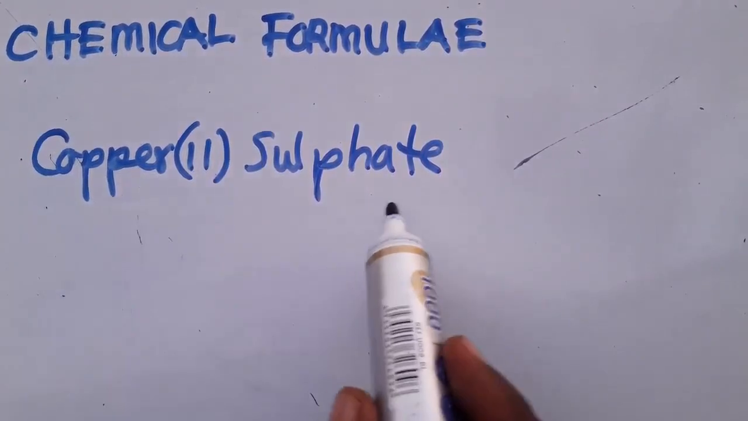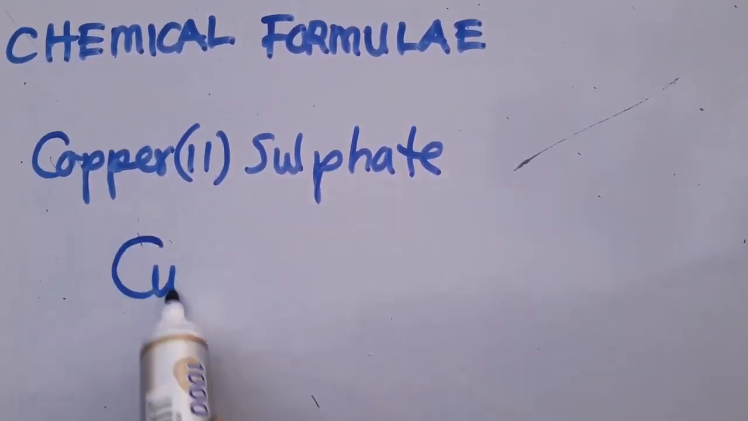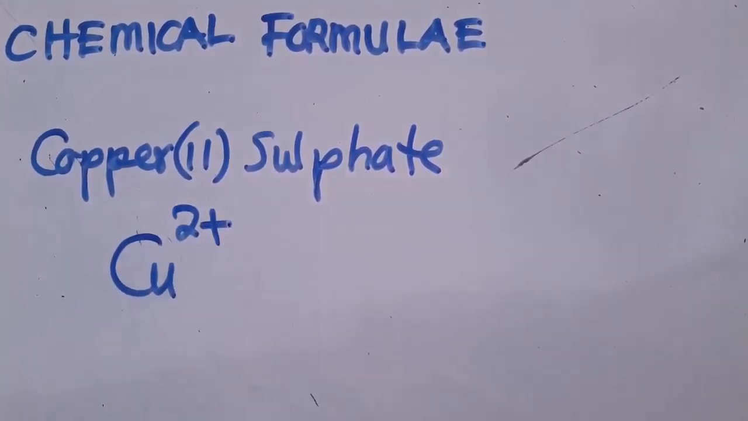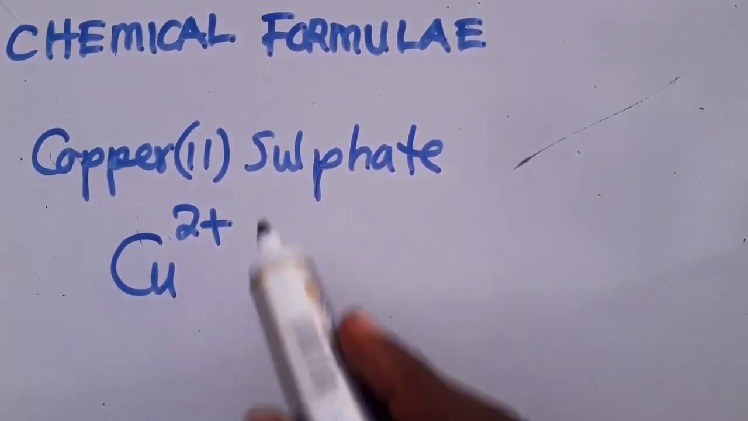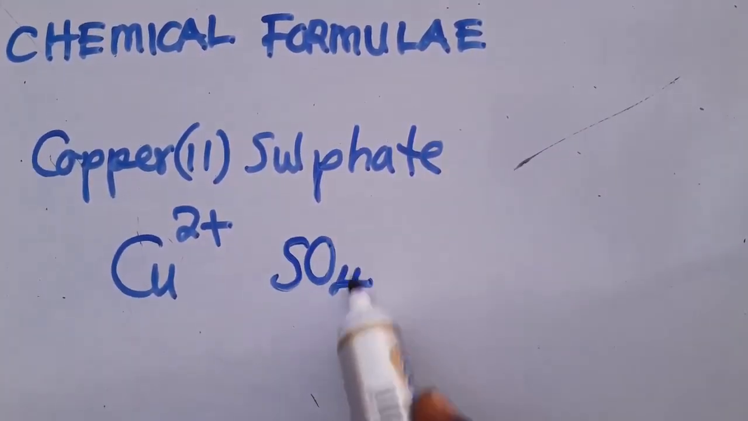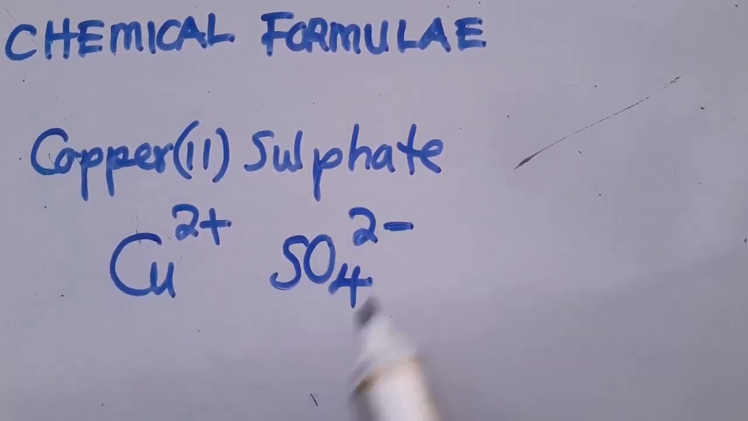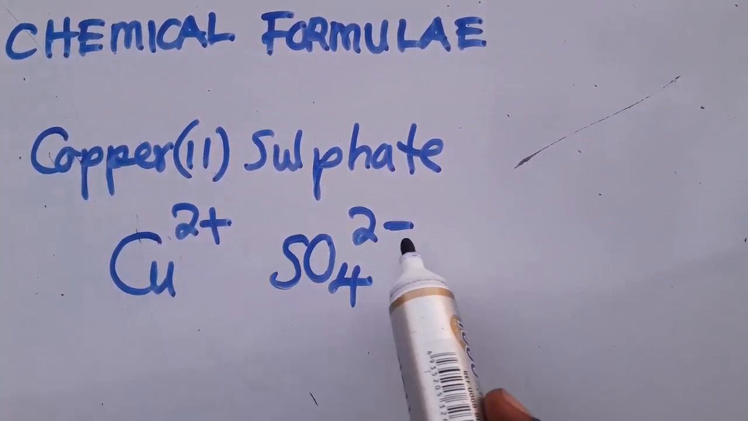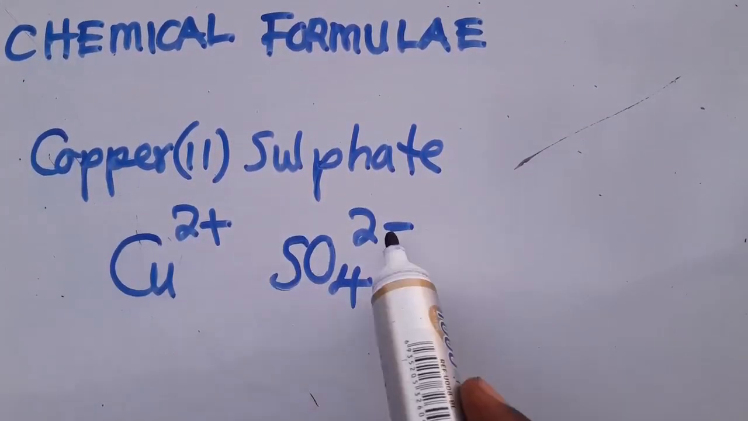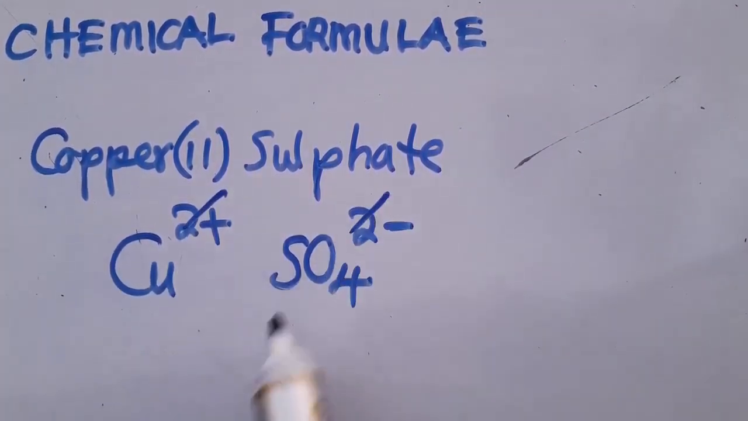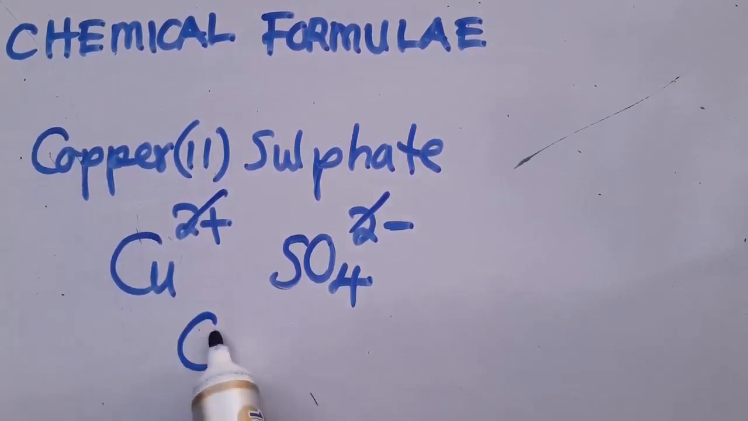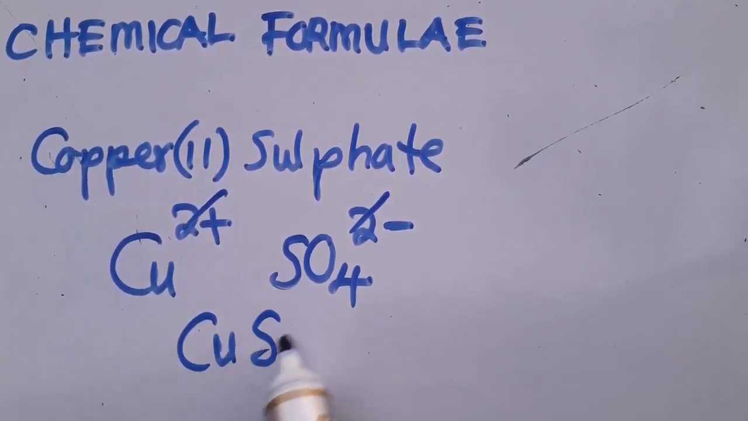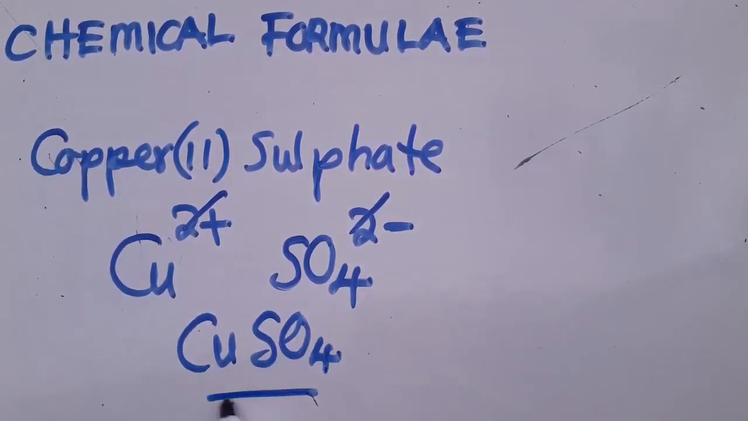So in this question, copper has the valence of 2. All metals have a positive charge. They lose electrons for them to be stable. Then sulfate, you know that sulfate is like this, 2 and then a minus there. These two are going to cancel out. These two and that two cancel out. Then this will remain, copper like this, then a sulfate like this. So this is copper 2 sulfate.